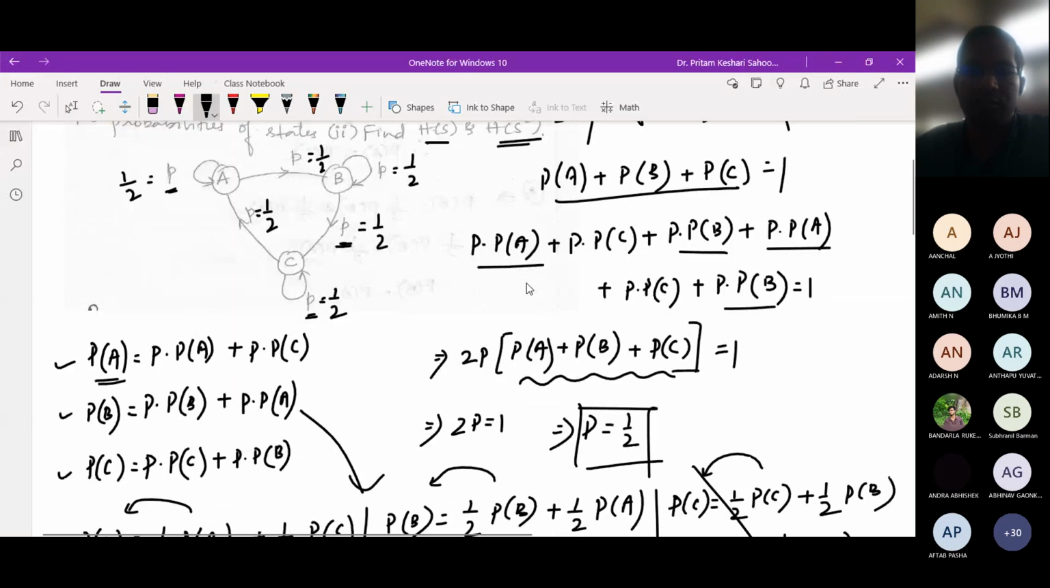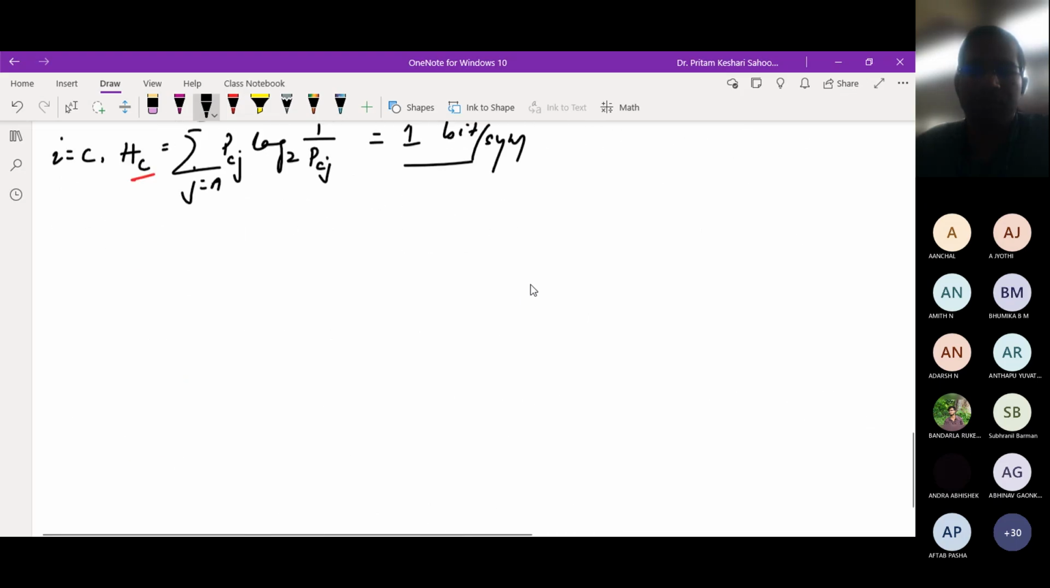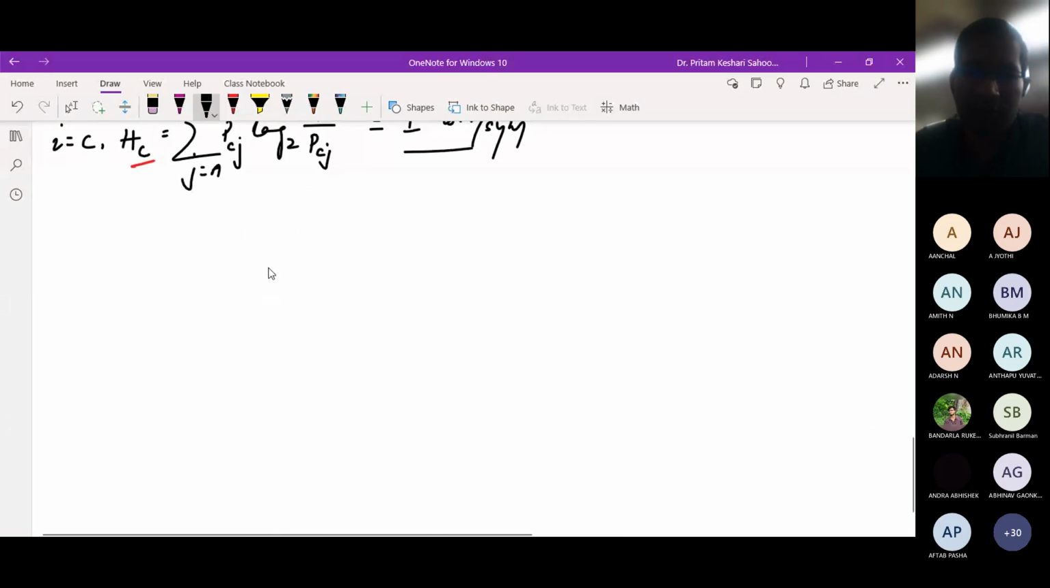Okay, so if we recall, we have a general formula. What is the average information of S to the power n? This is nothing but n into H of S. That means if you want to find out the second extension, it will be 2 into H(S). If you have to find the third extension, it will be 3 into H(S), and so on. So we are calculating what? H of S square. So H of S square is nothing but 2 into H of S.